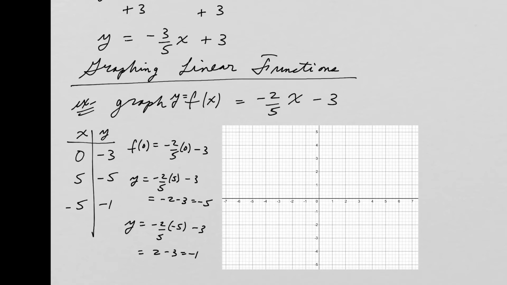So I have (0, negative 3), which is here. (5, negative 5), so 5 over, down 5, is here. And then (negative 5, negative 1) right here. So this graph is going to look like this. By the way, you only need 2 points to graph a line, but the third one is just as a check. So it'll look something like that. Okay, so all we did was create a table of values, and then we can plot using that table.